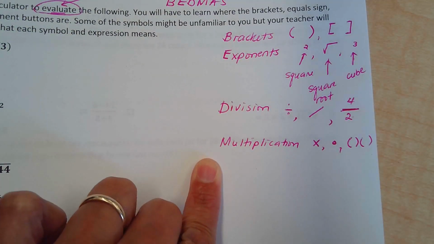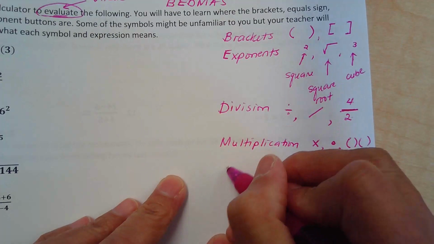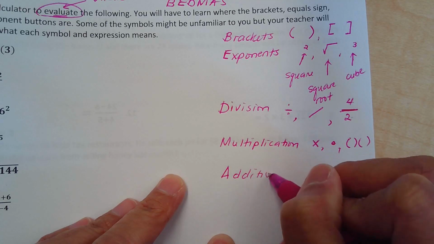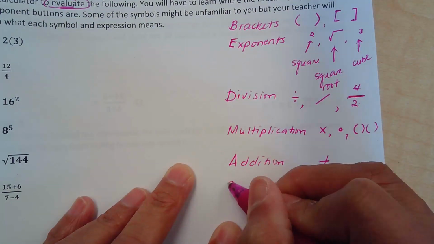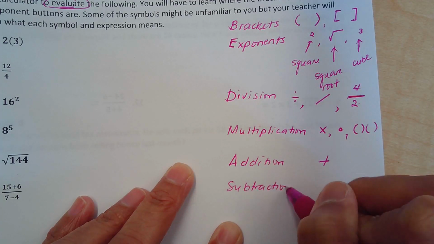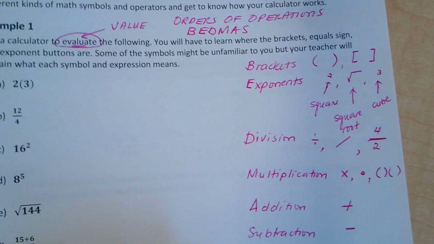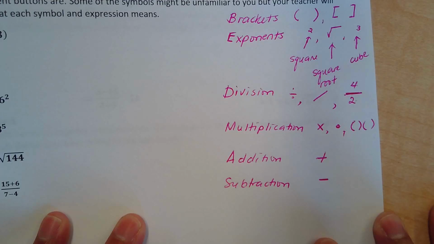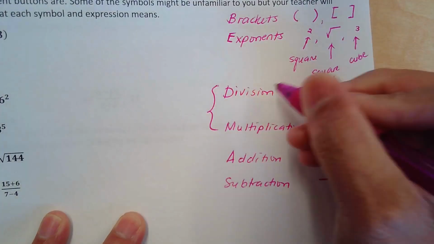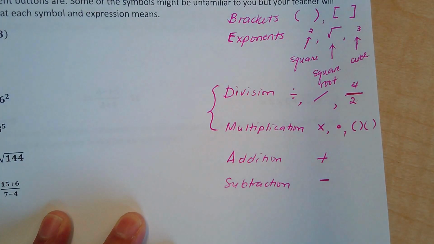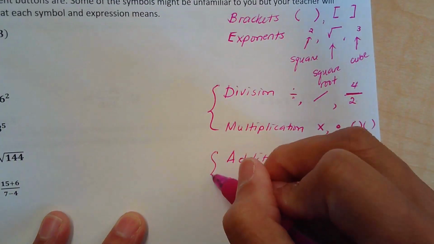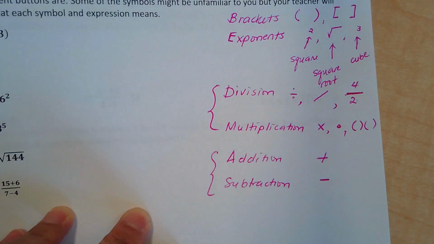We are down to two more. A would be addition, and the symbol that we use is plus. And then lastly, subtraction. Now, these two, division and multiplication, could be done from left to right. If that's all there is, we're going to do left to right. And then addition and subtraction, if that's all there is, we're going to do left to right as well.